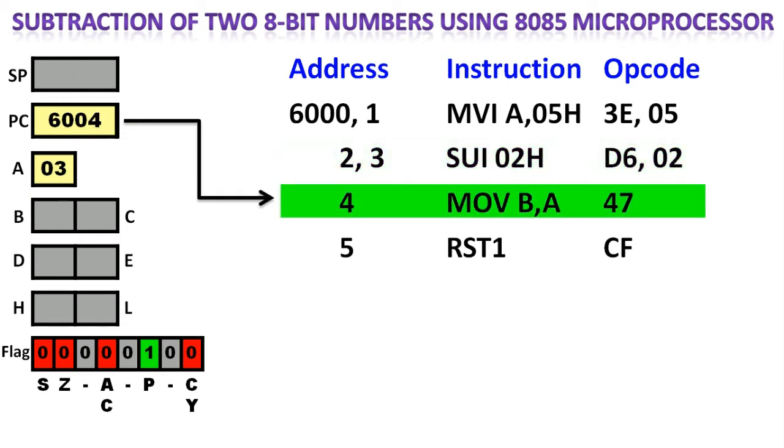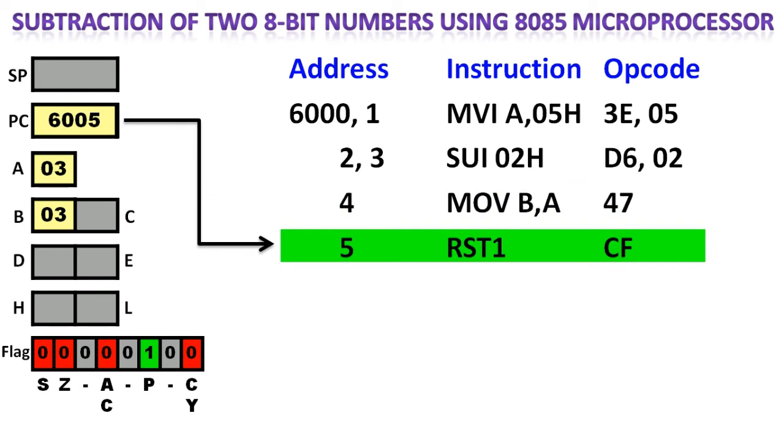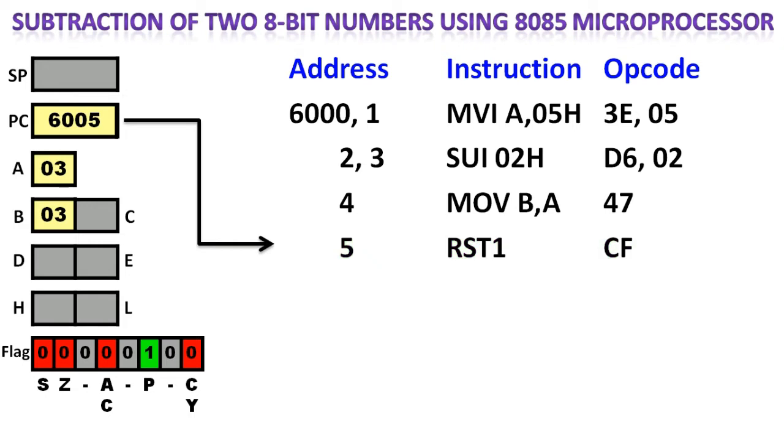Then next instruction is MOV B, A. Here accumulator contents will be transferred to B register. That means we want to save the result into another register. So here the 03 value is transferred to B register. Then the last instruction is RST1. This is a restart instruction, the last instruction, that is a software interrupt. Once the processor executes the RST1 instruction, the program counter will be transferred to 0008 address to execute the ISR. So this is the end of the program.